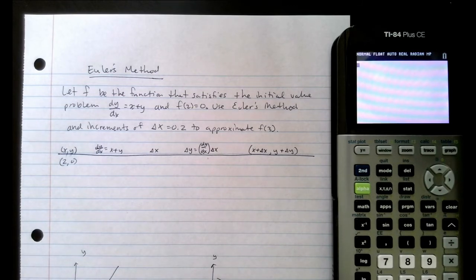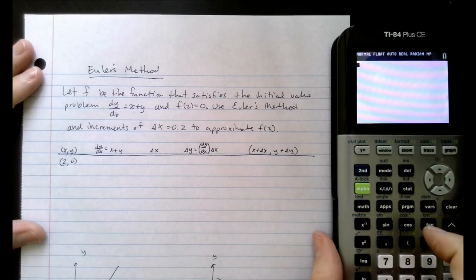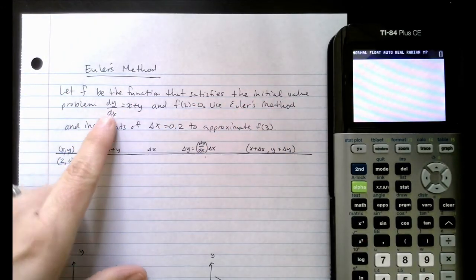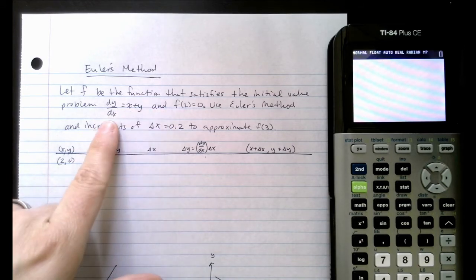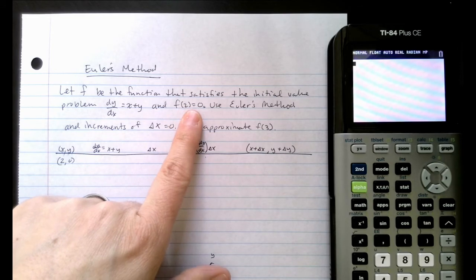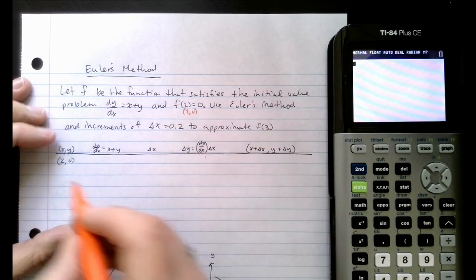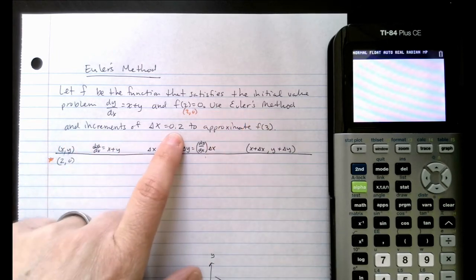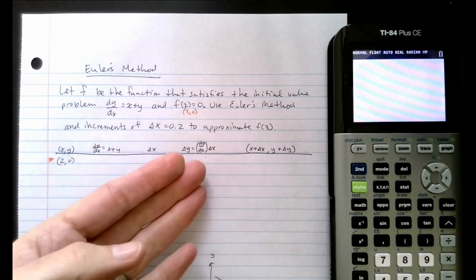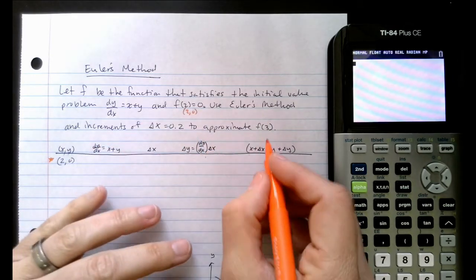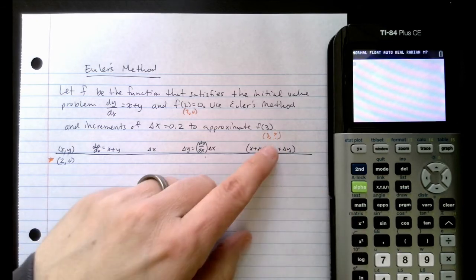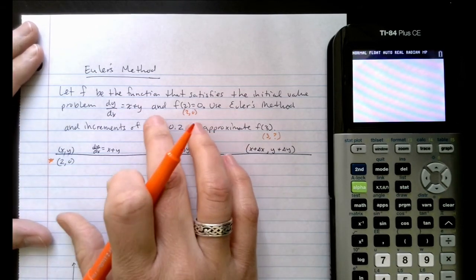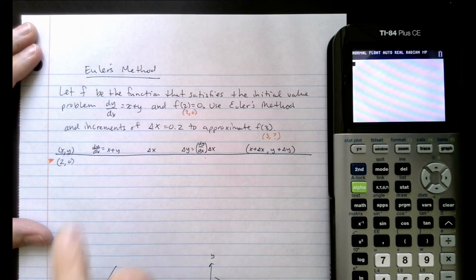Now let me show you how we can take that method and apply it. You are going to need your calculator, so make sure you have that handy. So let f be the function that satisfies the initial value problem, where the derivative is x plus y. So that's the differential equation. And the initial condition is f of 2 equals 0. Okay, so that means the point is (2, 0), which is right here. Use Euler's method and increments of delta x of 0.2 to approximate f of 3. So our goal is to figure out what f evaluated at 3 is. In other words, we know the input. The question is, what's the output? Okay, so our goal is to get from 2 to 3 using Euler's method, using little delta x's, or little increments of 0.2. So let's set up our table.